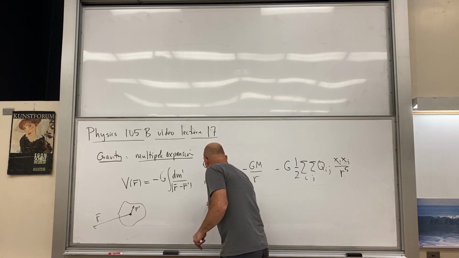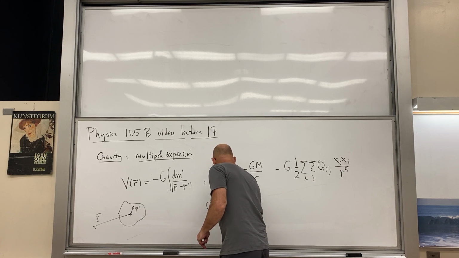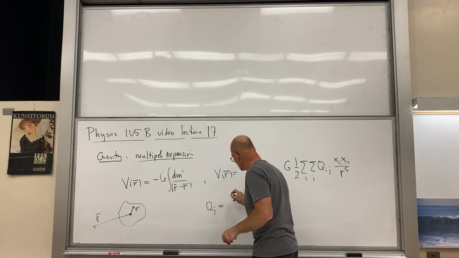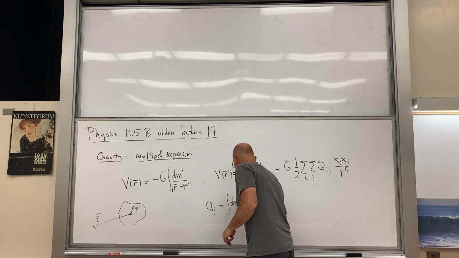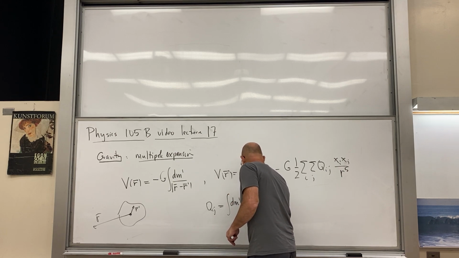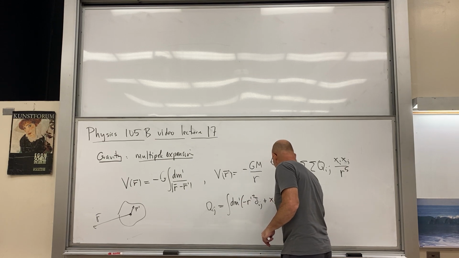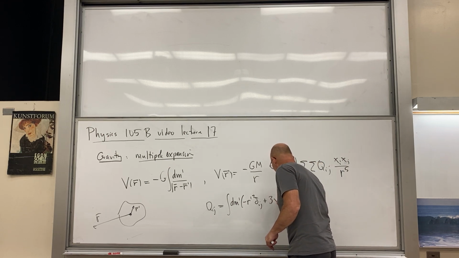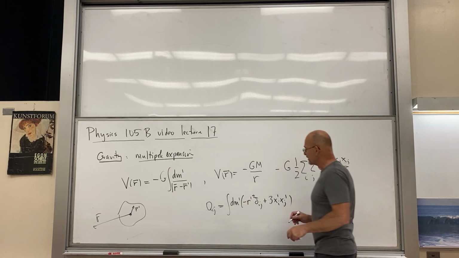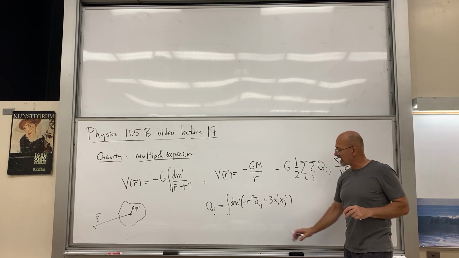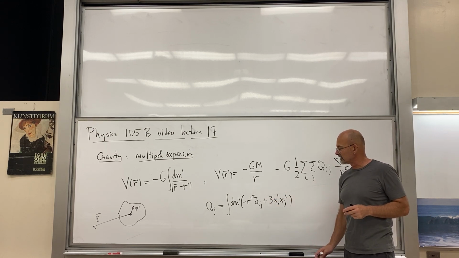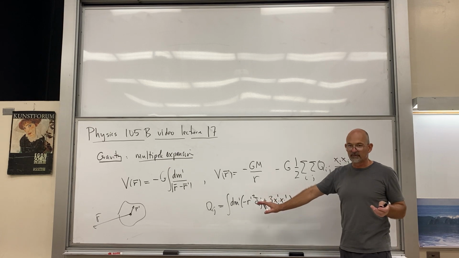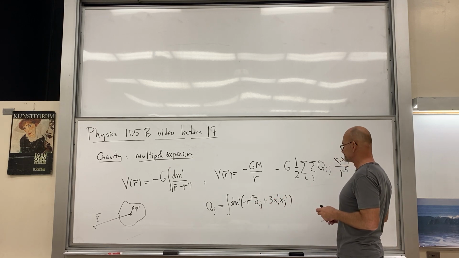So first of all, for the components of the quadrupole tensor, we have the integral dm prime of minus r prime squared delta ij, plus x_i. Left out that 3 the other day too, plus 3 x_i prime x_j prime. And the primes just indicate that we're integrating over the body. When you're actually doing the concrete example, you know, suit yourself. You don't have to prime them, you just have to get the right answer.